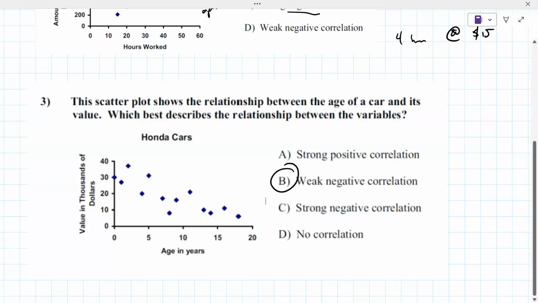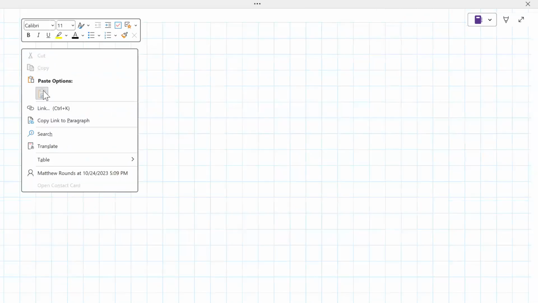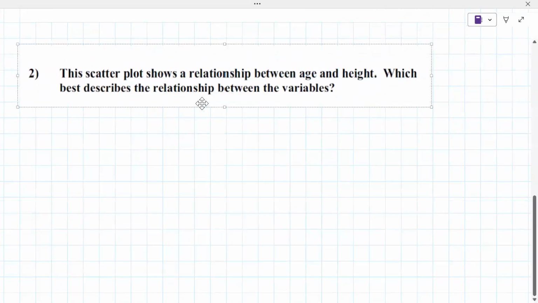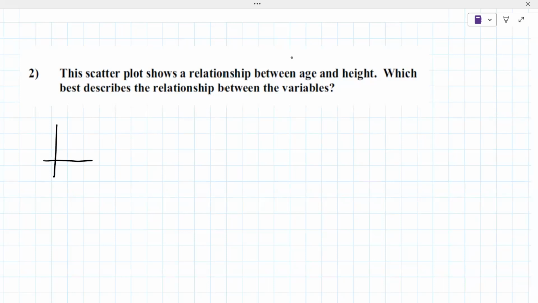All right. Now, for the next one, I'm not going to show you the graph. I'm just going to put the scenario in front of you. And the axes, this is age and this is height. What do you expect? Which direction do you expect the data to go?